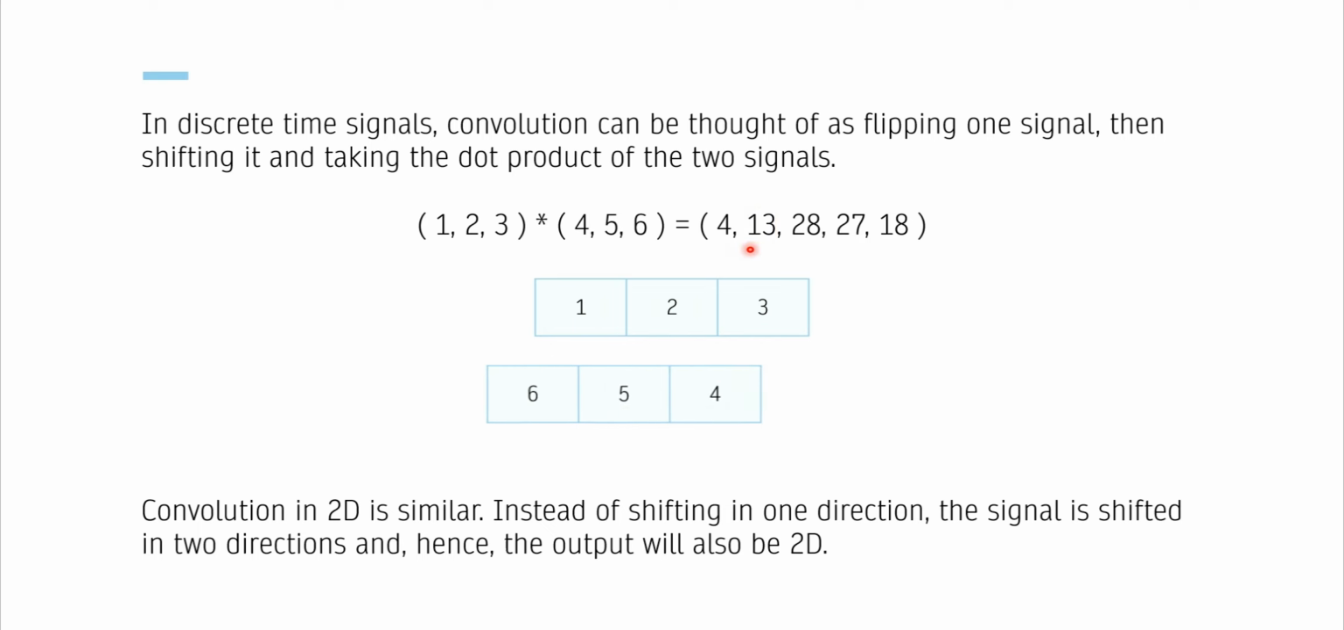We'll shift it again and we get 28. We'll shift it again to get 27 and again to get 18. If we shift it further, we'll get 0. Hence, we can imagine that there are infinite number of zeros on either side of our output. For a 2D image, convolution is similar, but instead of shifting in one direction, we have to shift in two directions. Hence, our output will also be a 2D array.